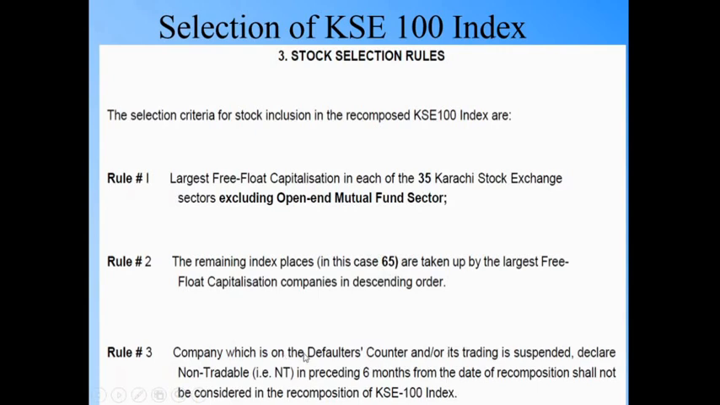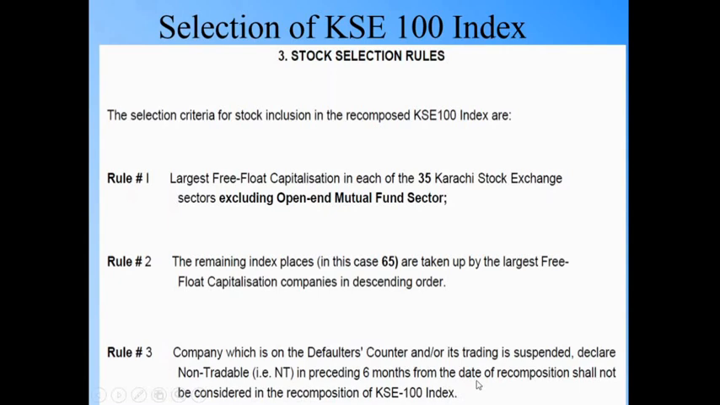There are some factors by which companies cannot be included in the index. A company which is on the defaulters counter, or whose trading is suspended by the stock exchange, or which is declared as non-tradable in the preceding 6 months from the date of recomposition, shall not be considered in the recomposition of the KSE 100 index.